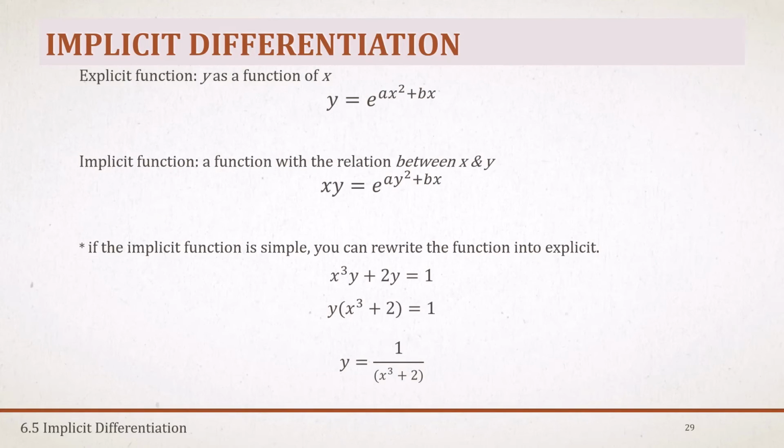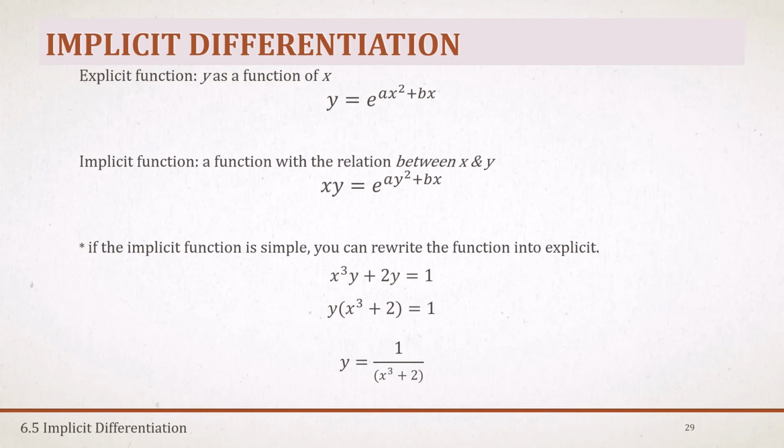Okay, now we go for the last one in your chapter 6, which is called implicit differentiation. Okay, what is implicit? Before that, we go for explicit function first. An explicit function is a function where you can write y as a function of x. That means your subject is y, and all the variable x is on the right hand side. Anything that cannot be written in the form y equals to x is called implicit.